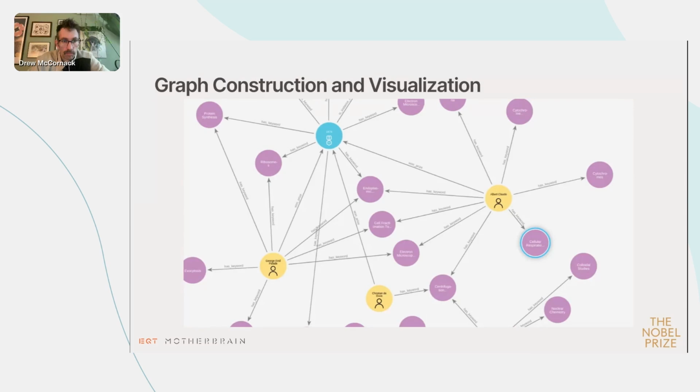We constructed a graph after this. So we loaded all this data, the wiki data and the merged synonyms, into Neo4j. Here you can see an example of this. The blue node is a year a prize was rewarded. We see that these yellow nodes are the laureates, and the purple nodes are the keywords.